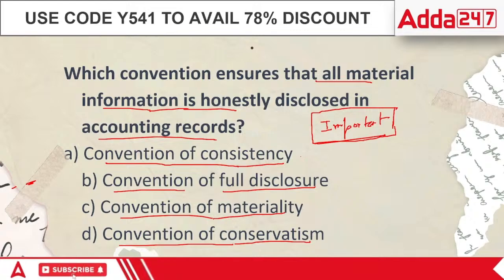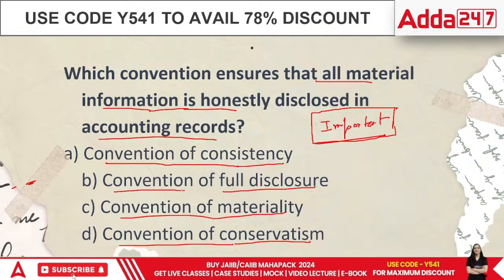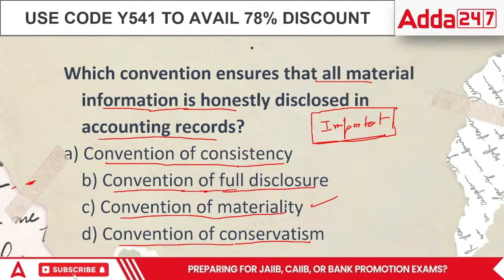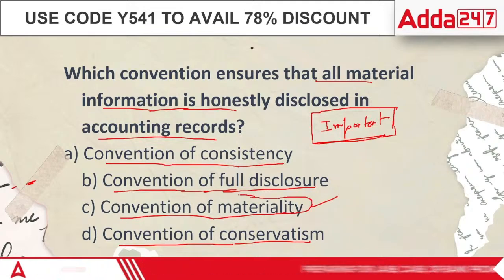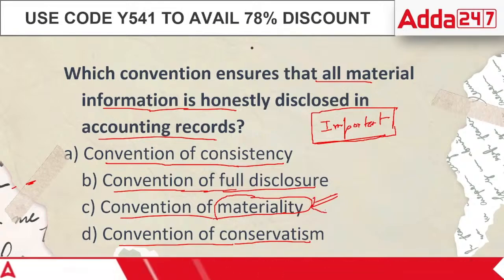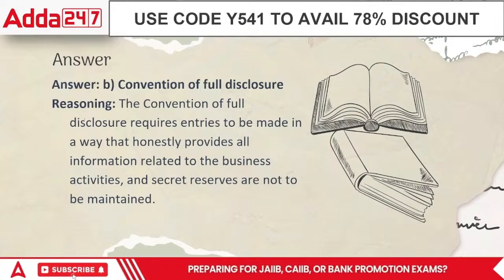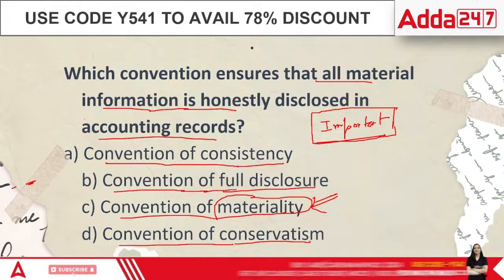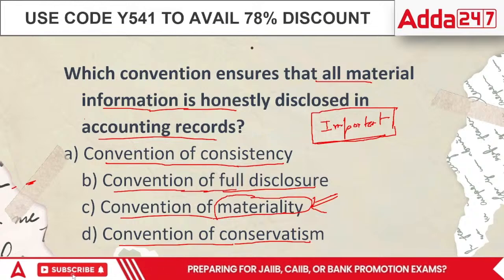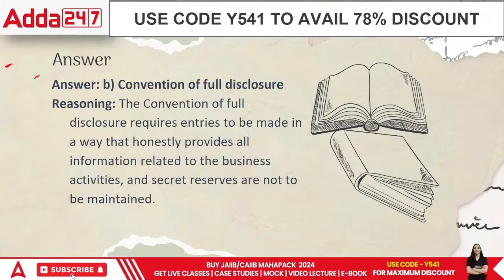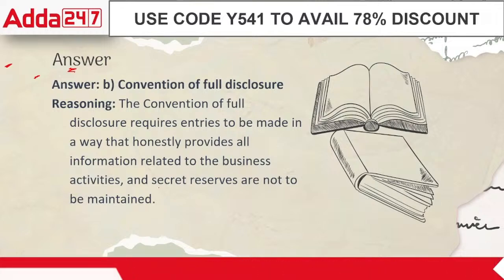In this case, the correct answer would be convention of materiality. Materiality is stated as important. All the vital information is stated as per materiality only, everyone. When we talk about all material information, it is materiality. When we talk about all the information regarding accounting policies and everything, then we talk about full disclosure, because full disclosure talks about everything.